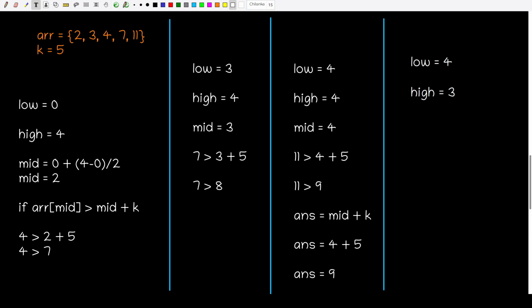And since low is not less than or equal to high, we are going to break from our binary search logic and return our answer. And answer in our case is 9, and this is what we are going to return. So that's the discussion of solution, folks.